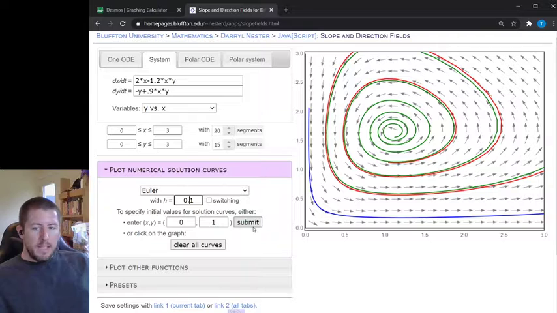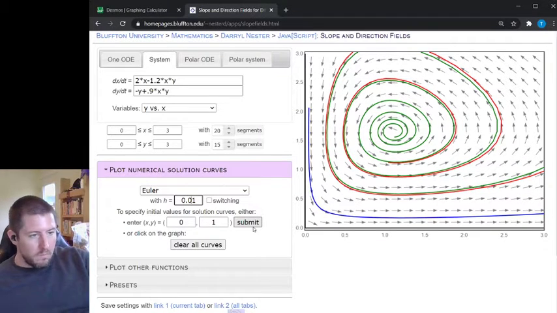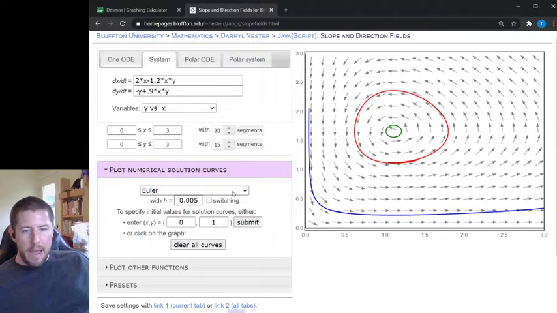So what I'm going to do is make this smaller. And in fact, I think I'm going to go even smaller than that. Let's do 0.005. The other thing I want to do is switch to a better technique. Rather than the Euler technique, oh man, that improved a lot already though. I'm going to go to the Runge-Kutta-4 method right there.